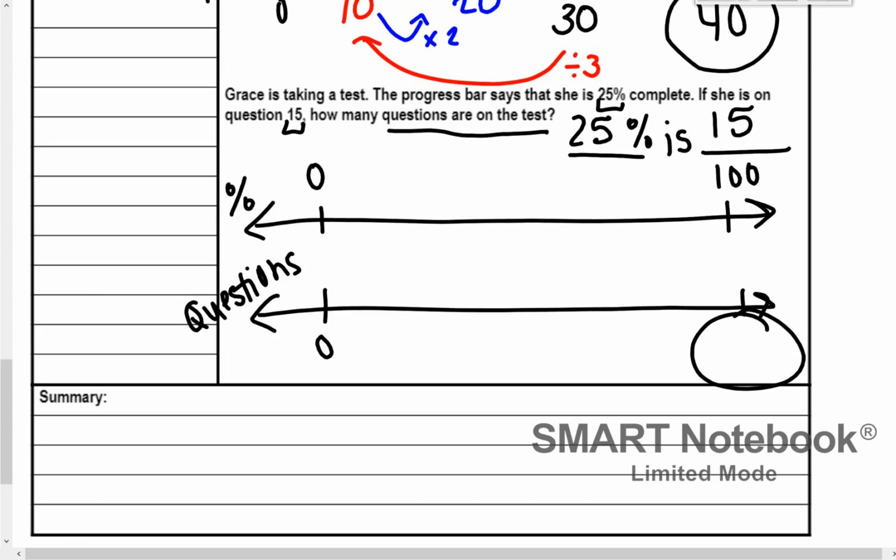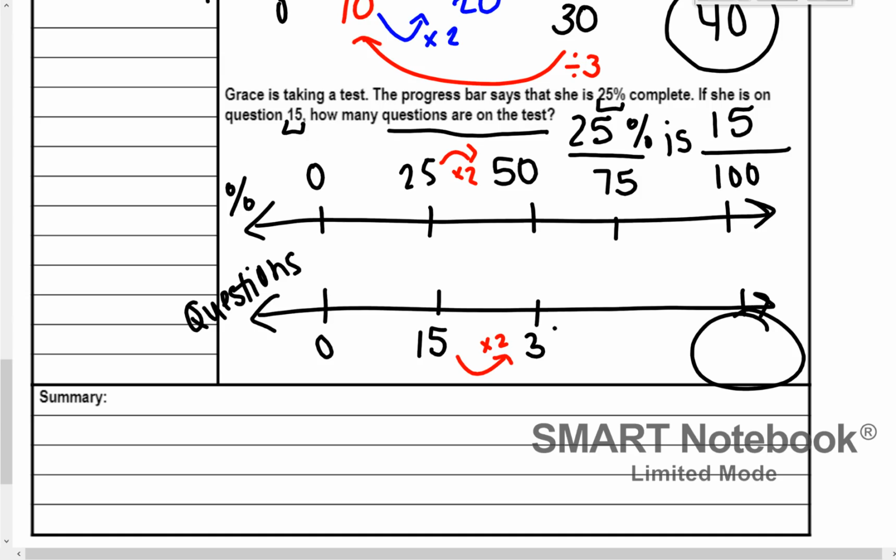All right, we have 25%. Can we count by 25% to get equally into 100? Yes, we can. Made it nice and easy for you. So we'd go 25, 50, 75. It says 25 is 15. So under the 25, I'm going to put 15 because 25% is 15. All right. Here I'm going times 2. So here I'm going to go times 2. And I will get 30.